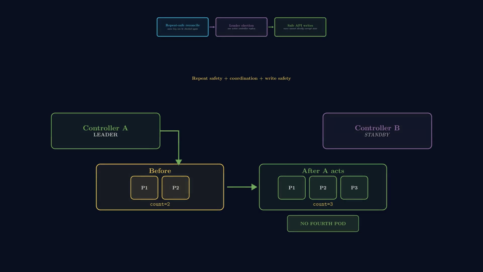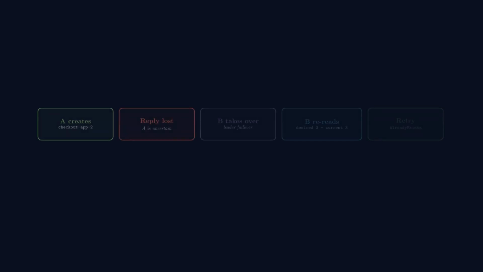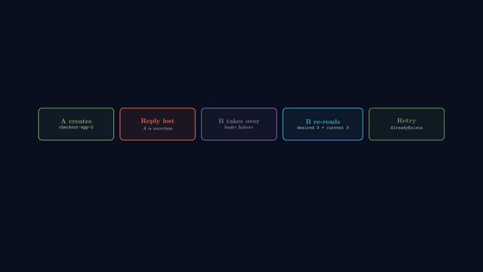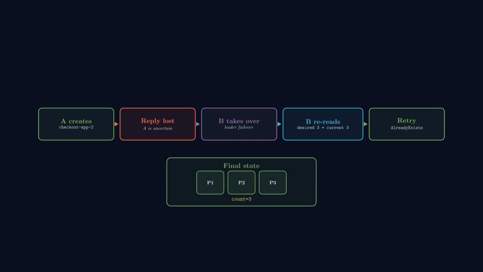Now make the test harder. Controller A creates checkout app 2, but its reply is lost and it then loses leadership. Controller B takes over. B reads the latest state and sees that 3 pods already exist, so it does nothing. And if the old create is retried with the same stable name, Kubernetes reports that the child already exists instead of creating a 4th pod.